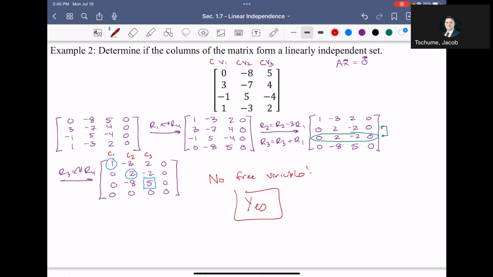So I threw this in here to kind of get your mind out of the assumption that just because you get a row of all zeros does not mean you have a free variable. It's all about, do you have enough pivot positions to coincide with the respective vectors, or earlier in this class, variables you're trying to solve for.